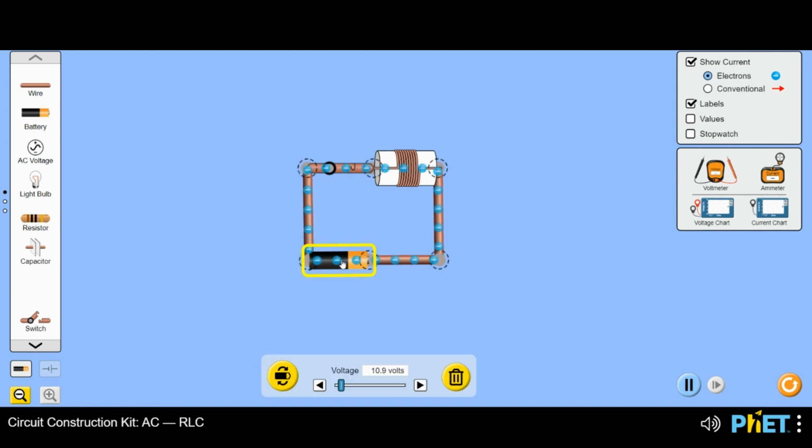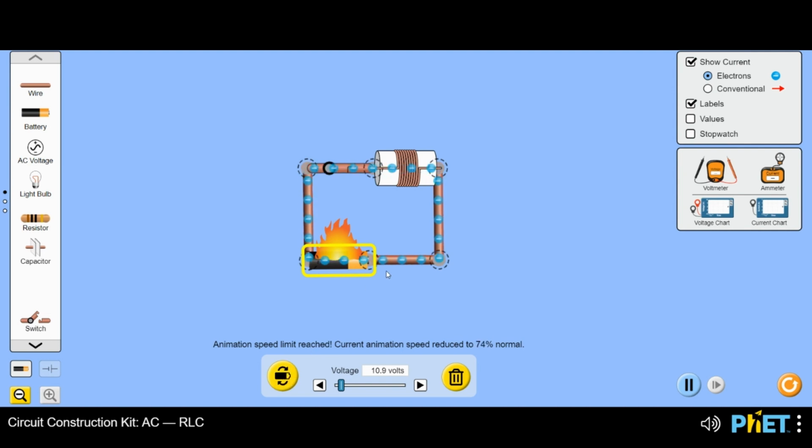So let me change the direction of the battery now. See, the current flow completely stops and then it changes the direction. Let's observe it one more time. I've changed the direction of the battery again. So the terminals are switched. It stops and then changes the direction.